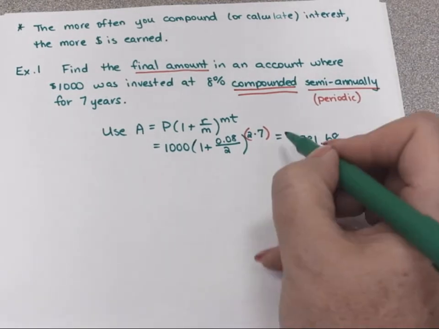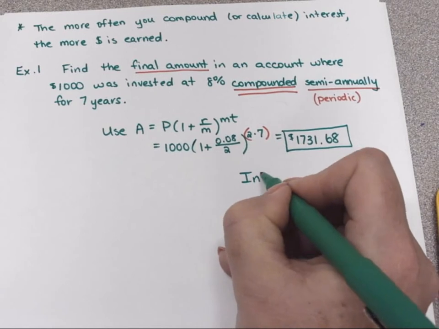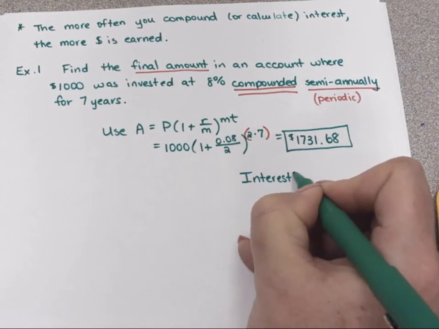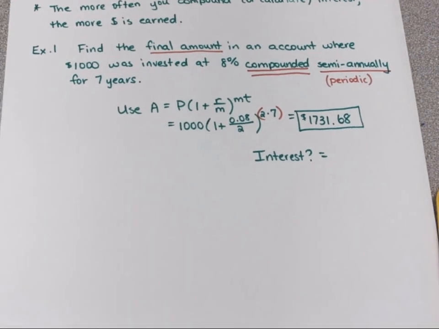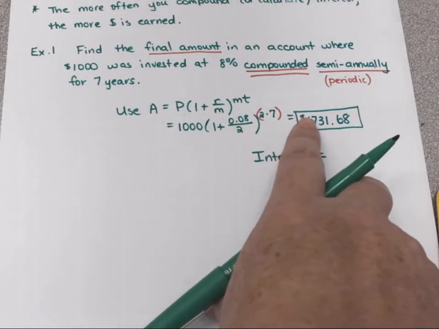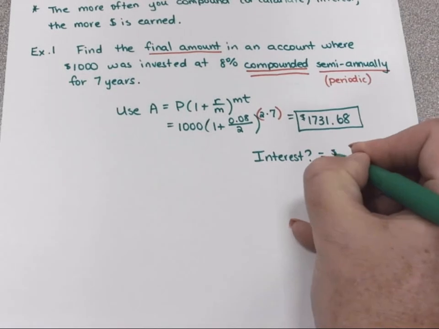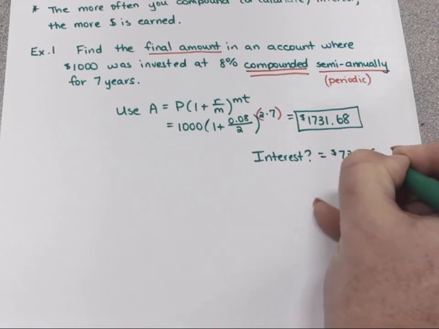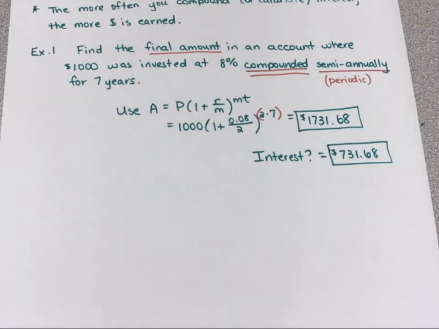Okay, so this is the answer. What if I asked you for the interest? So I don't even think you need a calculator for that. How do you figure out the interest? You just take this and subtract off what? Your $1,000 original investment. So the extra $731.68 was all interest. Okay.